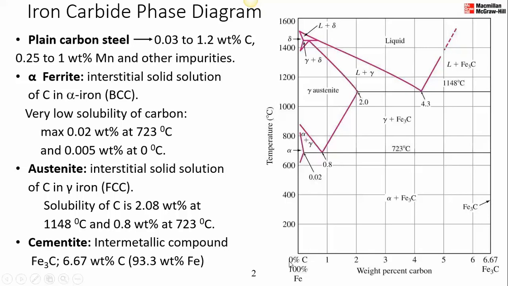The phase diagram shows on the horizontal axis the weight% carbon from 0 up to 6.67 weight% carbon. And on the vertical axis, it shows the temperature.